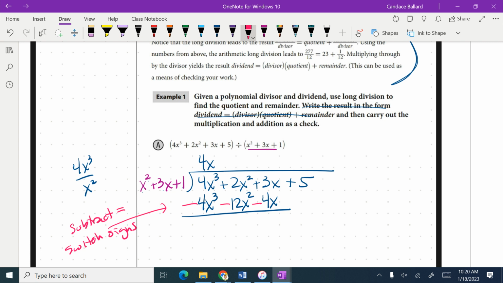Let's add vertically the columns. What's 4x cubed minus 4x cubed? Now, there's a lot of stuff we have to write down. If it's 0, I'm going to just skip it and not write it. What is 2x squared minus 12x squared? Good. What's 3x minus 4x? Good. And at the same time, I'm going to drop down whatever my next thing is.